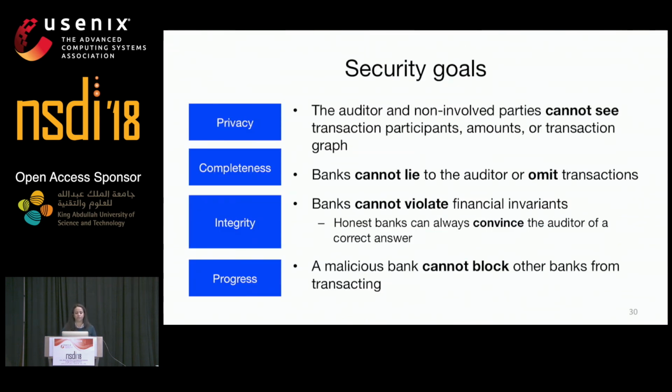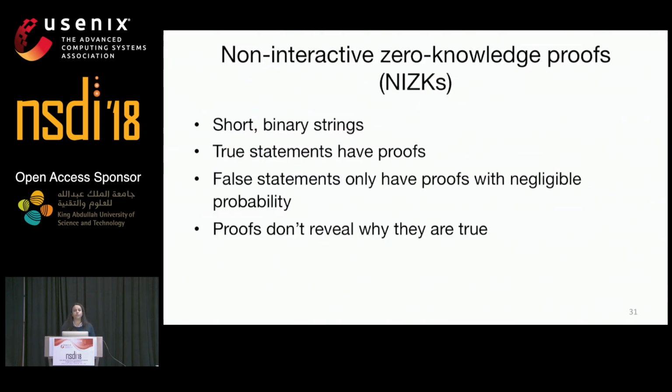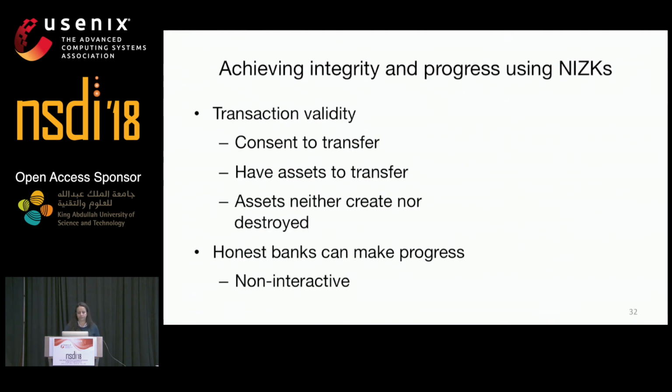So using hiding commitments in our table design, we're able to achieve the first two security goals, but we still need to show how we maintain financial invariance, and now we've added every bank to every transaction. So we want to be very careful here. We don't want to require interaction with every bank in order to produce a transaction. We achieve this using a set of non-interactive zero-knowledge proofs. These proofs are short binary strings. True statements have proofs, false statements only have proofs with very negligible probability, and the proofs themselves don't actually reveal why they're true. In zkLedger, we design the proofs very carefully to prove validity, but to also be completely non-interactive.